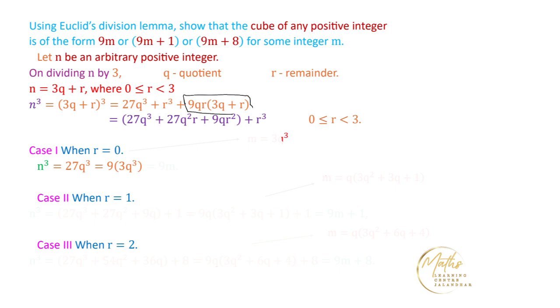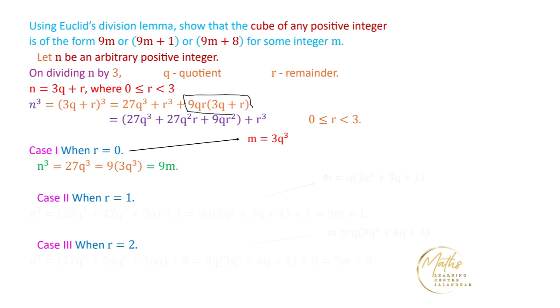If we substitute 3q cube equal to m, we obtain that n cube is of the form 9m. This is the first thing we have to prove, that the cube of any positive integer is of the form 9m in this case.